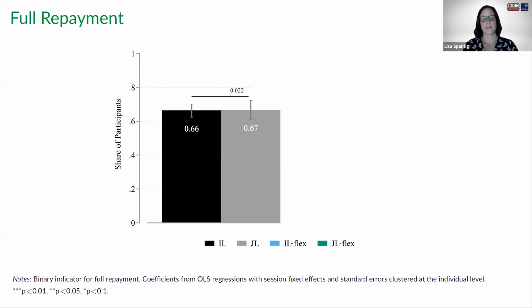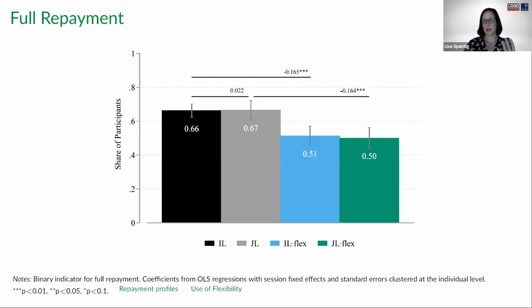So this is the share of participants who choose to repay in all 3 periods. The dark bar is repayment in individual liability, and the gray bar is repayment in joint liability. We do have very high repayment rates, but we don't see any difference in the liability structure. Now, what happens if we introduce flexibility? Repayment drops by about a fourth, and we again don't see any difference in the liability structure. This decrease in repayment with flexibility is constant across the liability structures.